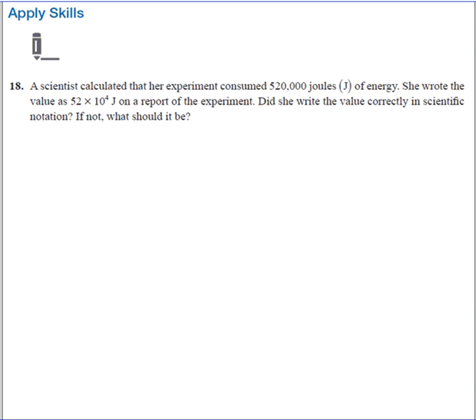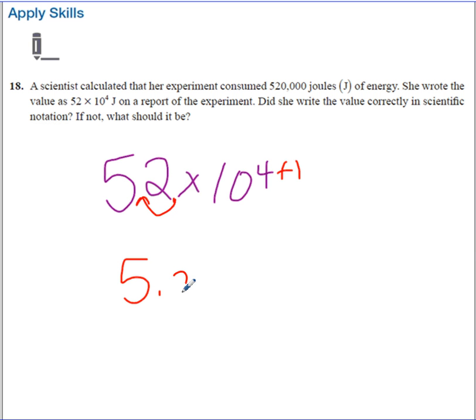A scientist calculated that her experiment consumed 520,000 joules of energy. She wrote it as 52 times 10 to the fourth power. Did she do it correctly? If not, which she didn't, what should it be? So hopefully you realized that 52 has more than one digit, so it needs a decimal place in it. So again, it's back here. We need it to be in between. So we'll show that move by adding 1 to our exponent. So it should have been 5.2 times 10 to the fifth power.